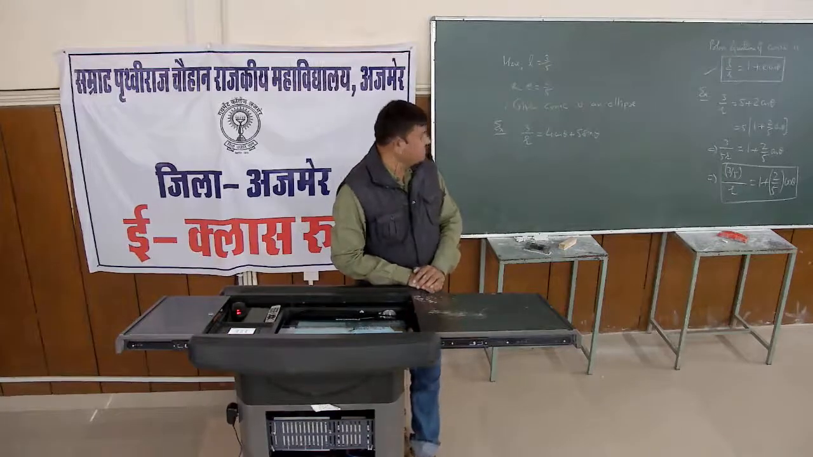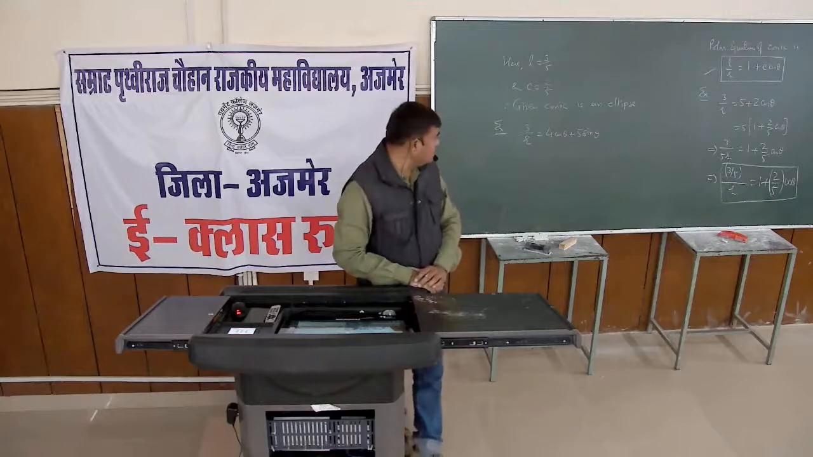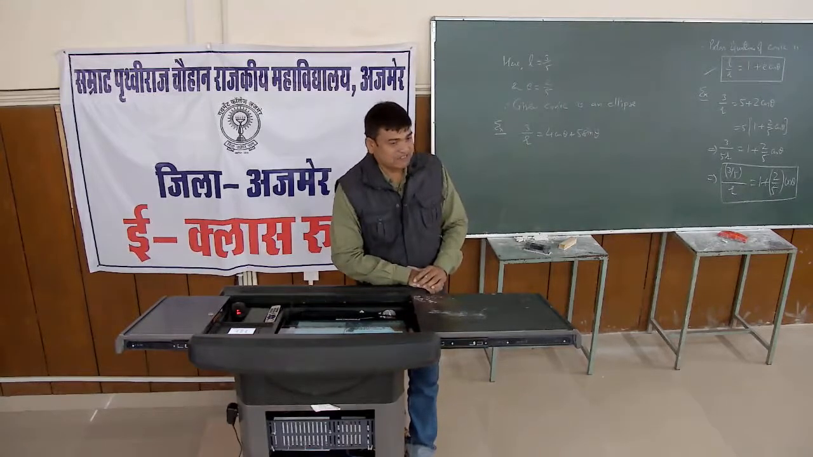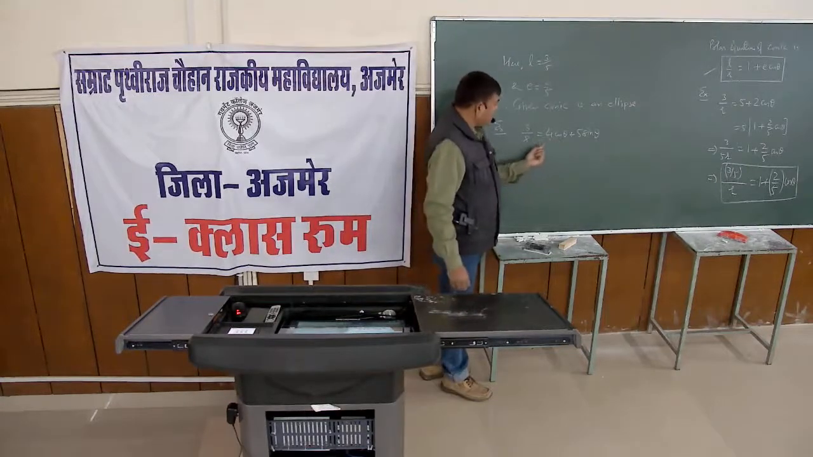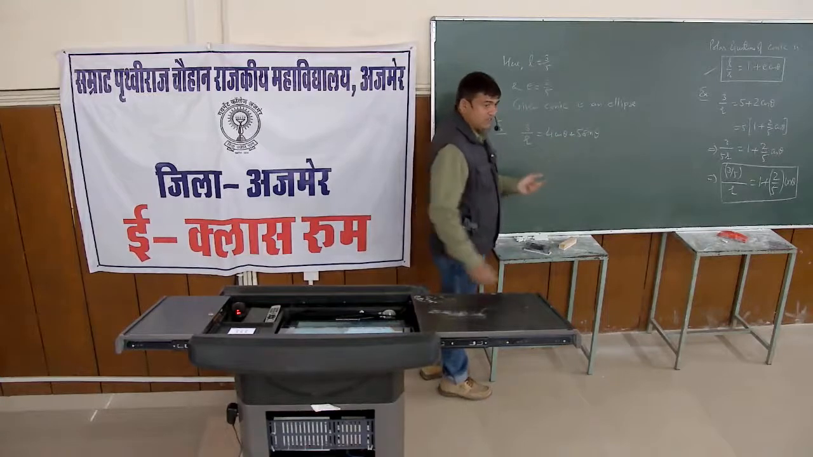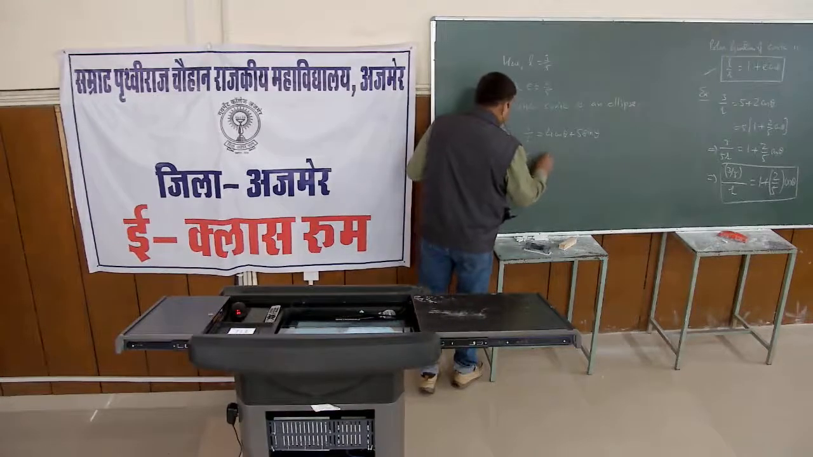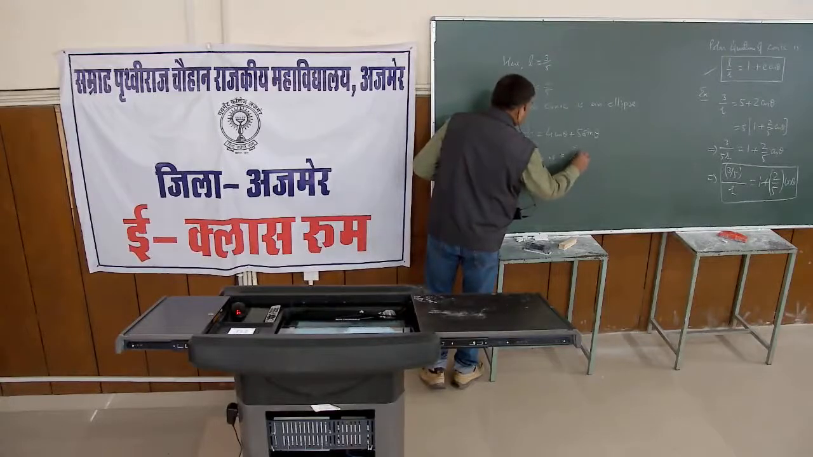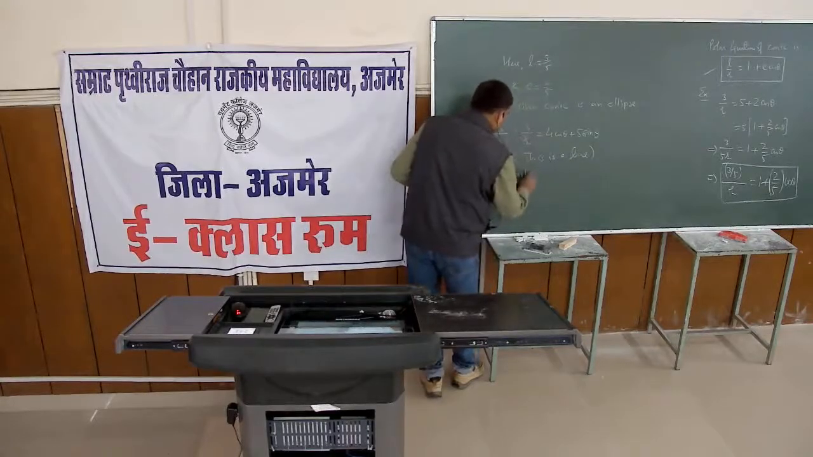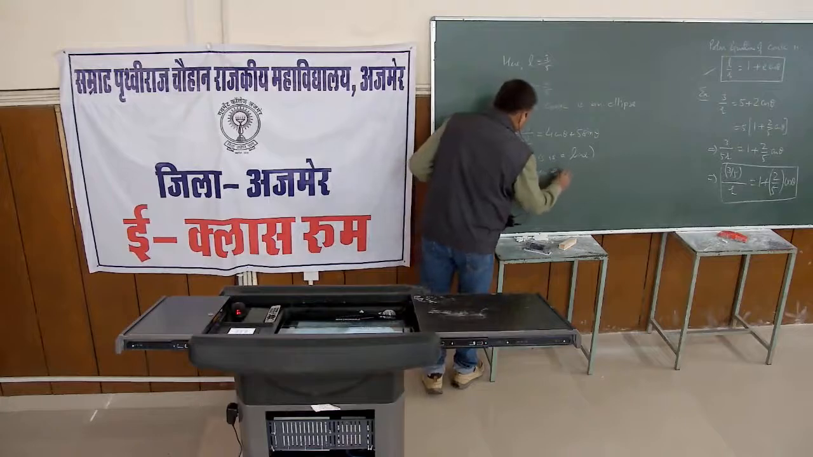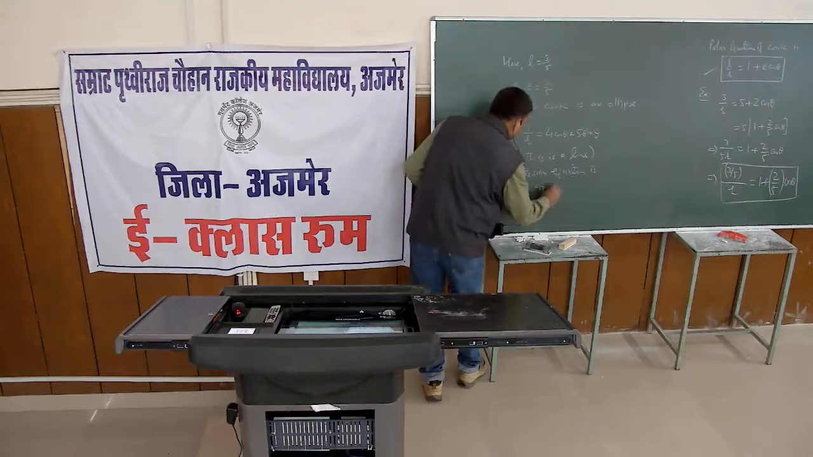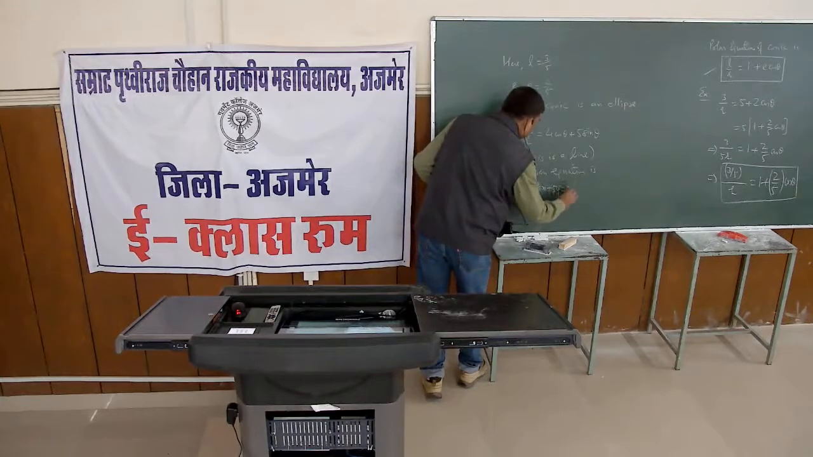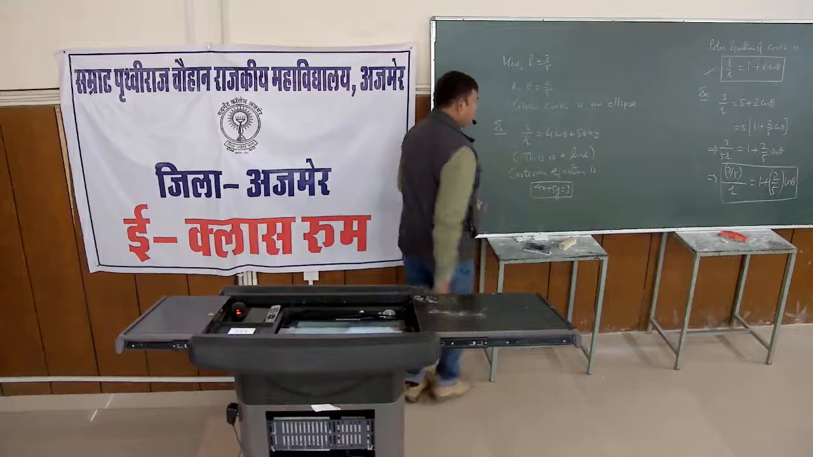We have already done this type of example: 3 upon r equals 4 cos theta plus 5 sin theta. What does it represent? A line. You can convert it into Cartesian: r cos theta is x and r sin theta is y. So this is a line, and the Cartesian equation is 4x plus 5y equals 3.